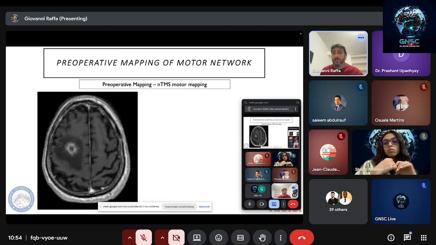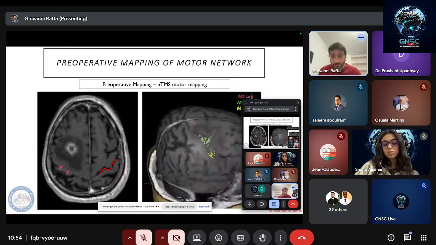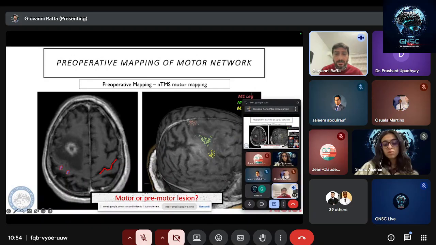This is another case. Usually expert surgeons say that they can easily locate the M1. This is true, but there are some cases in which there is a huge edema, so it's difficult to identify the central fissure, to identify the motor cortex. Like in this case, you can see this lesion, a huge peritumoral edema. We don't know exactly where the Rolandic fissure is. Probably it is here, and the lesion is anterior, but we need to verify. And this is the preoperative mapping locating the motor cortex.